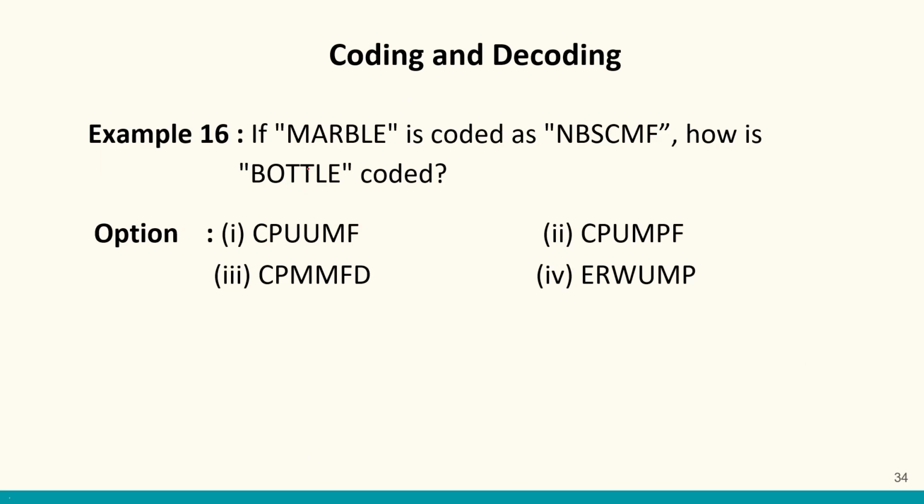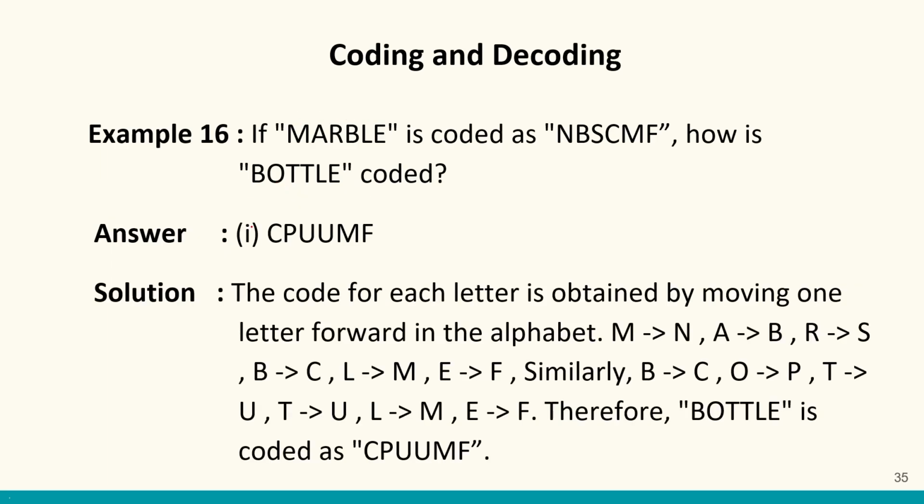Then marble is coded as NBSCMF. So now we have to find the code for bottle. Again, marble, I can see plus 1, M to N, A to B is plus 1, R to S is plus 1, B to C is plus 1, L to M is plus 1, and E to F is also plus 1. So again, each term is being increased by plus 1. So we'll do it quickly. C, P, U, U, M, F. So our code will be CPUUMF, which is option number 1. So option number 1 will be the correct answer.